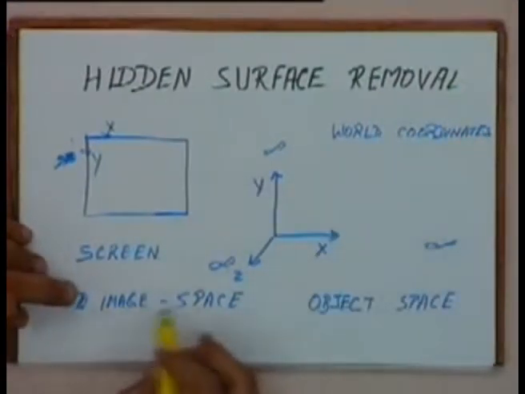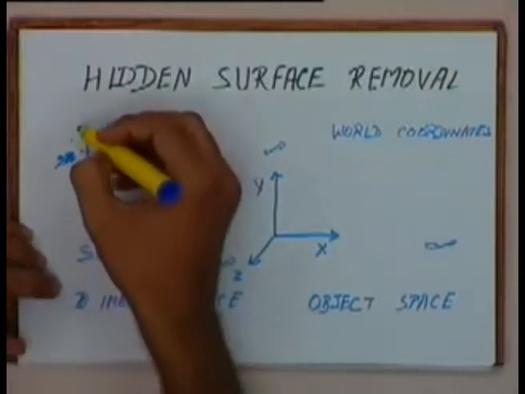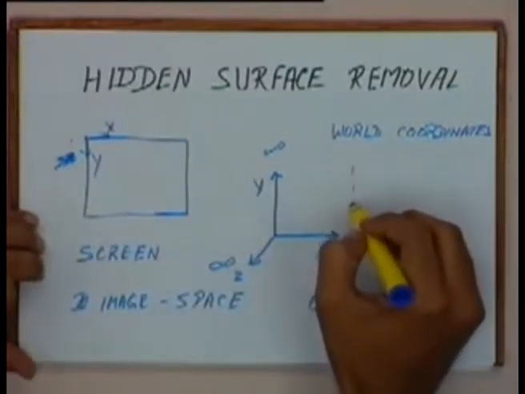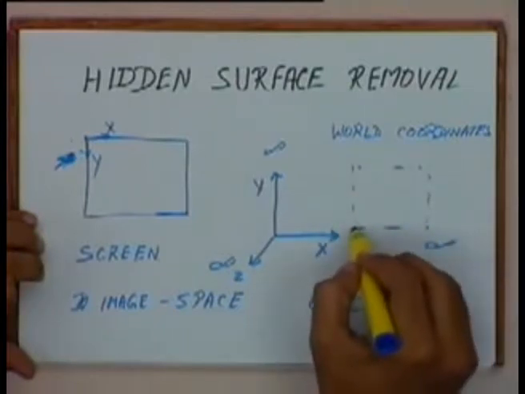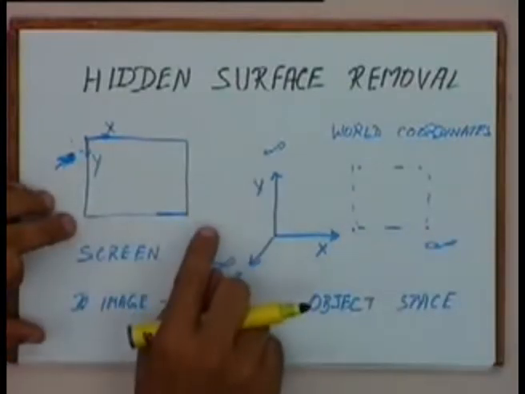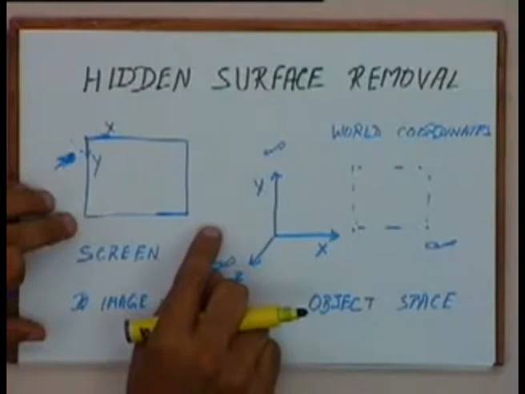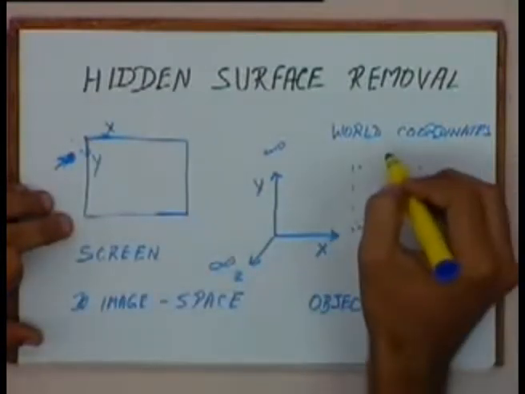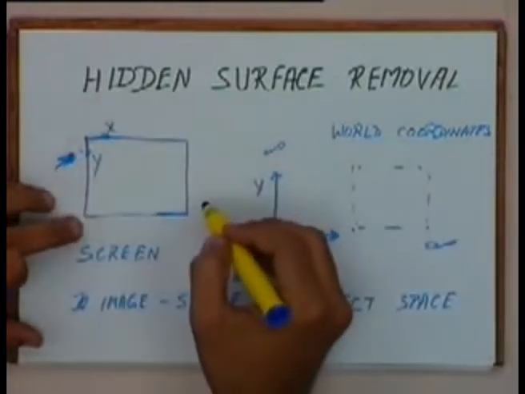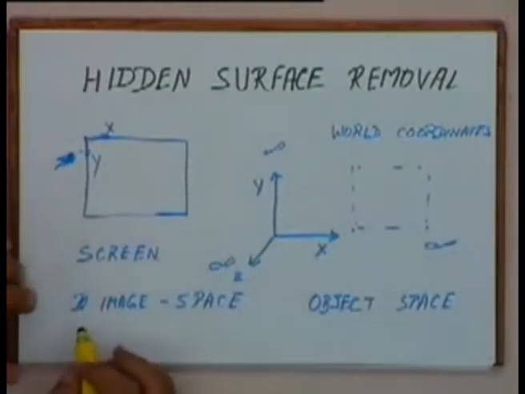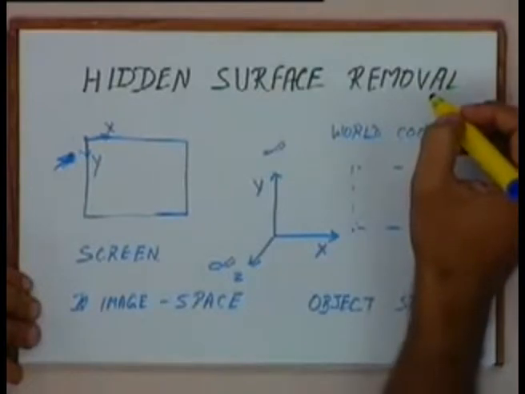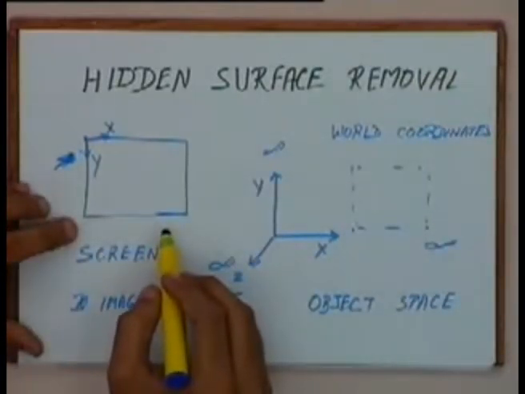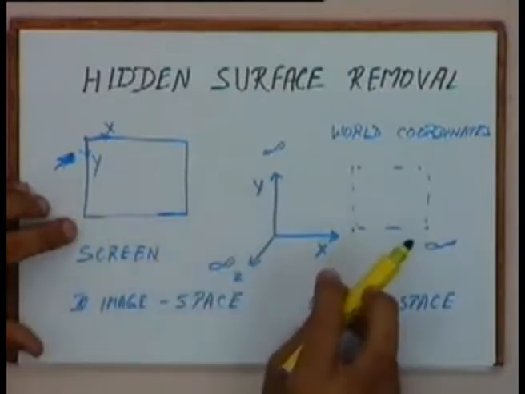If an algorithm is operating in image space, we mean that we are talking of the screen coordinates. A portion of this world coordinates has already been transformed onto the screen. We already know that a finite portion of this world coordinates is going to be mapped onto the screen, and then the hidden surface removal algorithm will operate on this transformed image. These are two different types of algorithms.